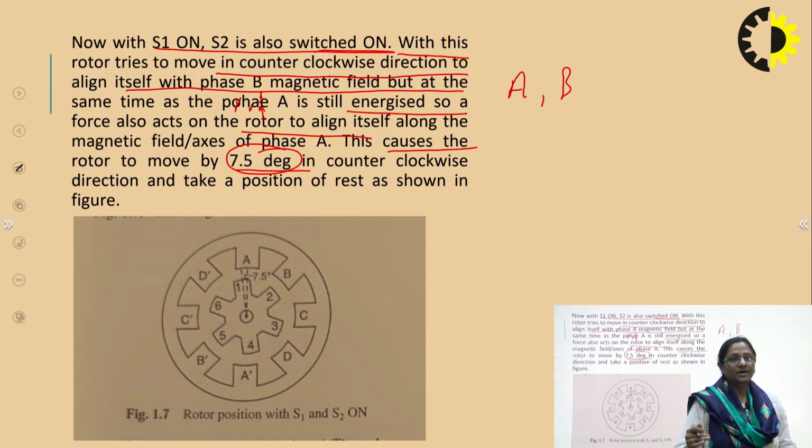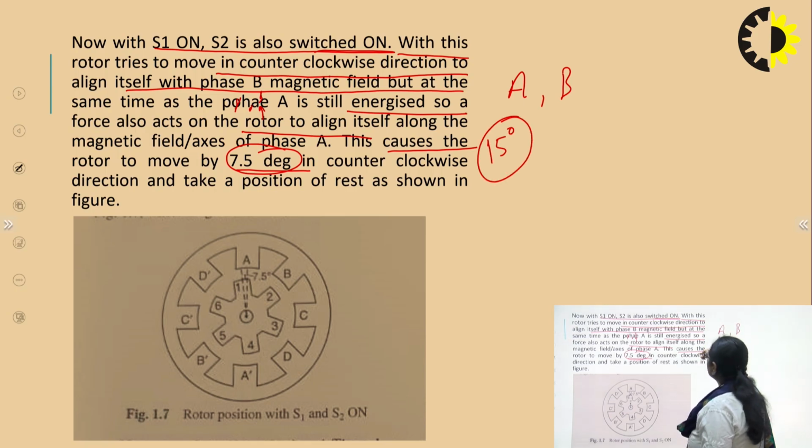Further, you will find the step angle to be different. For this particular machine, the step angle is actually 15 degrees, as you remember from what we discussed in the previous lecture of the subject as well. So, if the rotor is kept at the reference position of rest, the movement of the rotor is by 7.5 degrees in the counterclockwise direction.